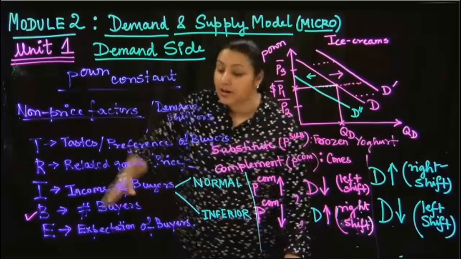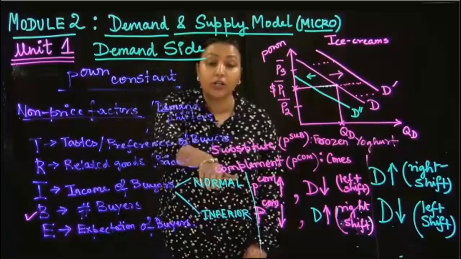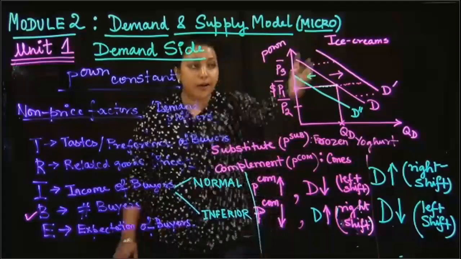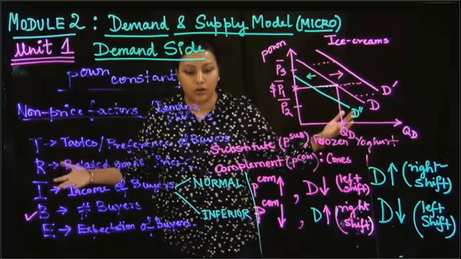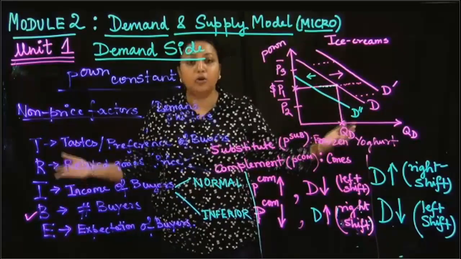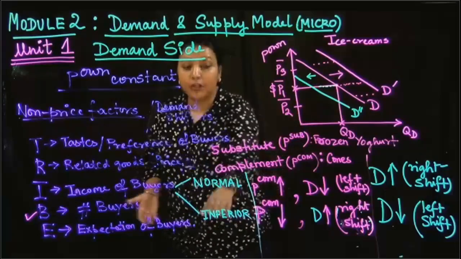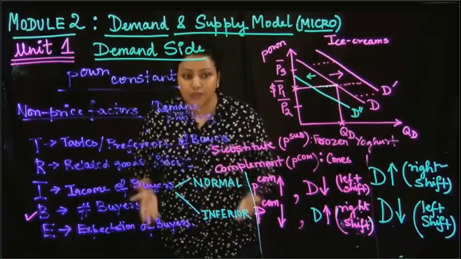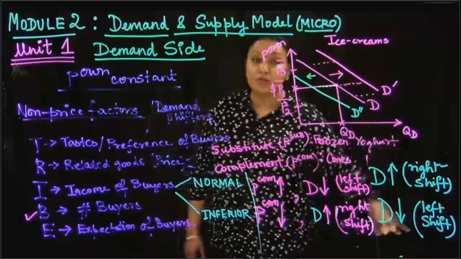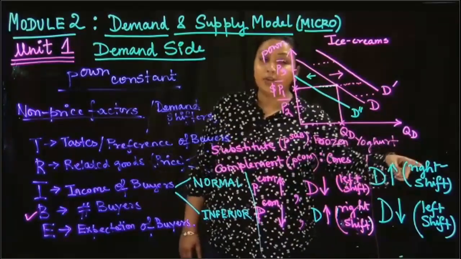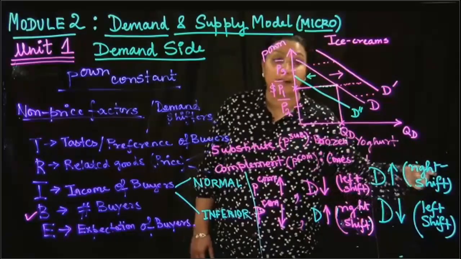So what we get here is for income, the relationship really depends on the nature of the commodity. For example, ice creams is probably a normal good, right? So for a normal good, you have a direct relationship between income and demand. For an inferior good, you have an inverse relationship for income and demand, right? But this is still true. If the demand increases, you would get a right shift. If the demand decreases, you would get a left shift.